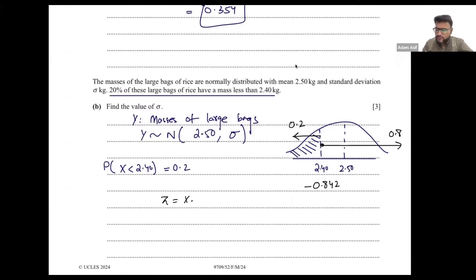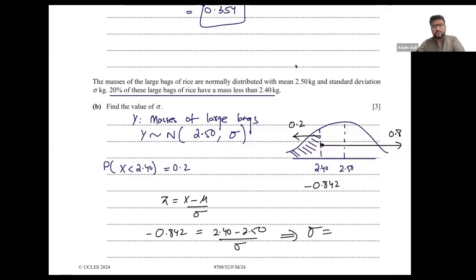Now z value is equals to x minus mu upon sigma. Negative 0.842 equals to x, X value is 2.4 minus 2.50 divided by sigma. इसको solve करके sigma की value निकालो. So that should be 0.119. That's the value of sigma. ठीक है.